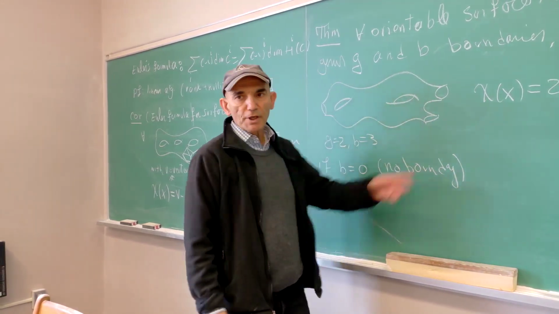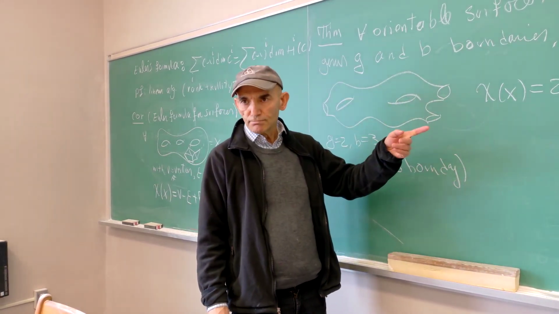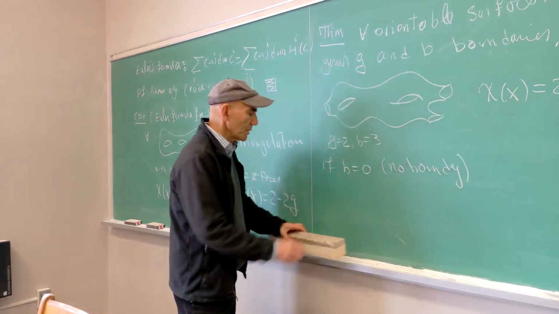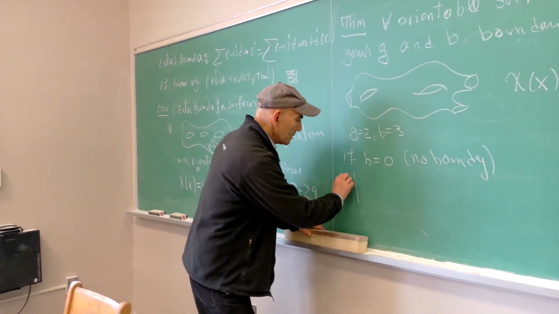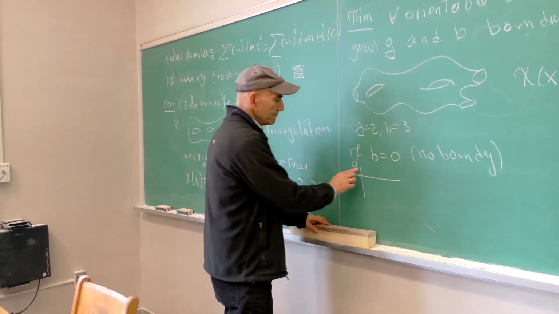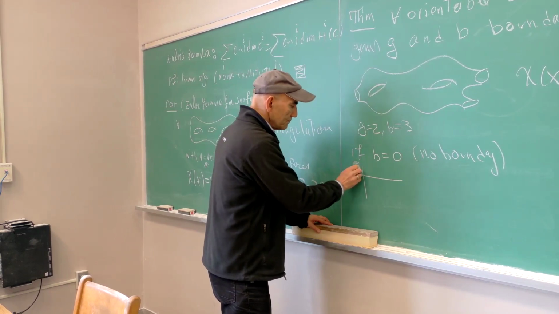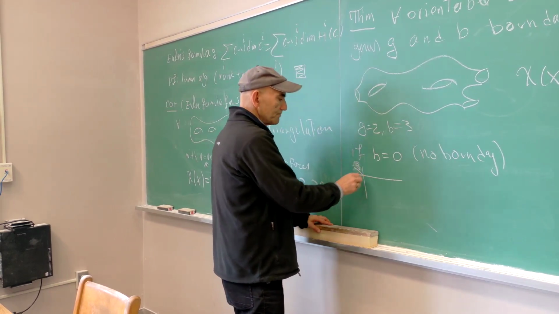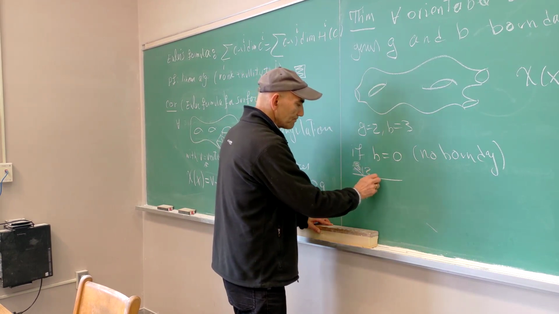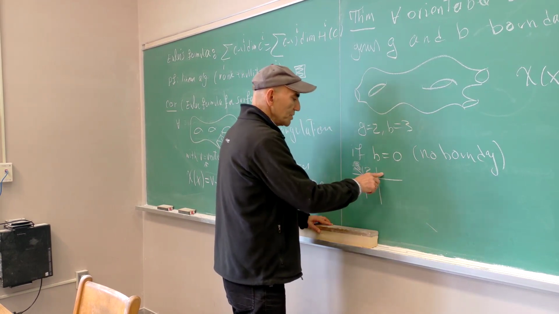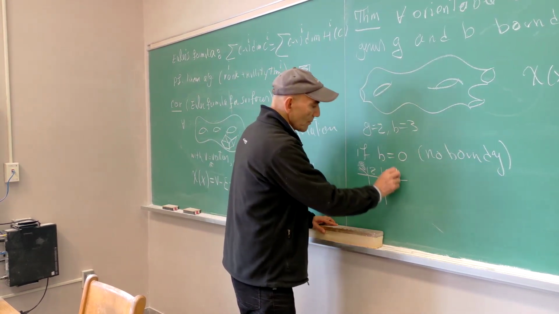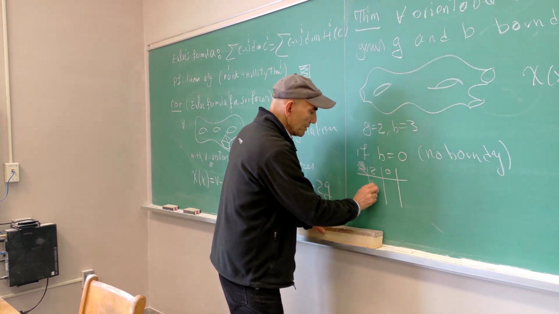The maximum value of Euler characteristic is 2. That's for a sphere. So it's good to have this sort of picture in mind. So here is G. So G, if G is 2, you've got a sphere. And if G is 0 is the next one. So this is, you've got a sphere.